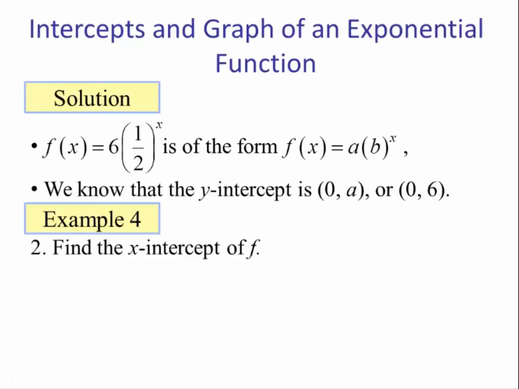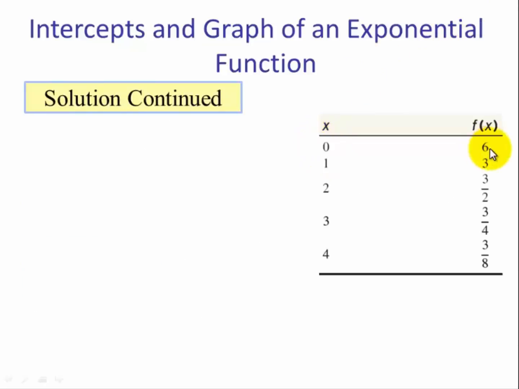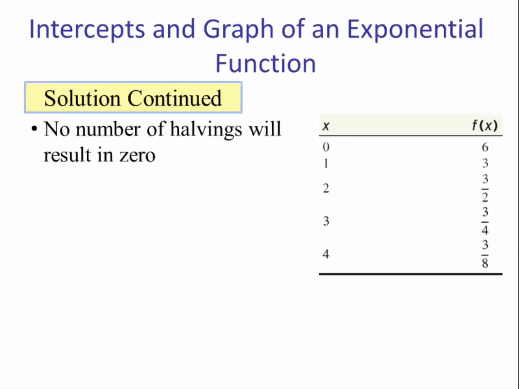Example 4. Find the x-intercept of f. Solution: by the base multiplier property, when x increases by 1, y multiplies by 1/2. So when x is 0, y is 6, the y-intercept is 6, and as x increases by 1 unit, the output is cut in half. So no number of halvings will result in 0. You take a positive number, you take half of it, you're left with a positive number. Take half of that, you're left with a positive number. You will never get 0.